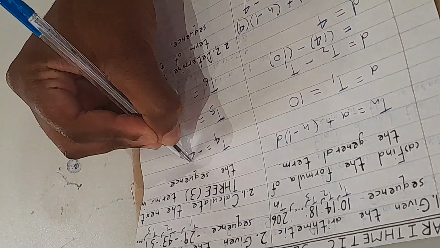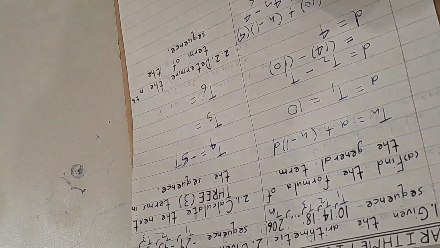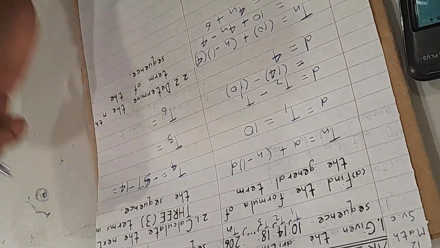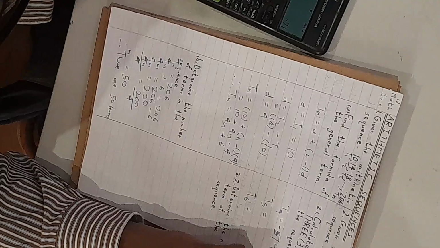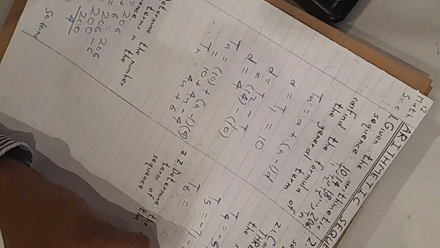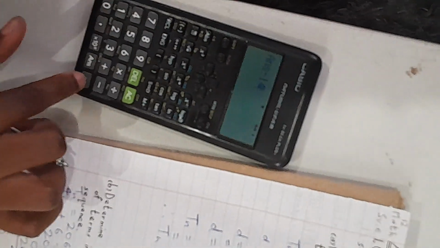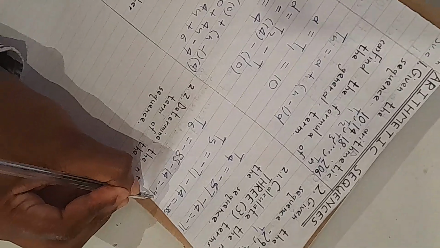So T4 is going to be T3, which is negative 57, minus 14. Sorry about that. So T4 is negative 71. T5 is negative 71 minus 14, which is negative 85. T6 is negative 85 minus 14, which is negative 99.